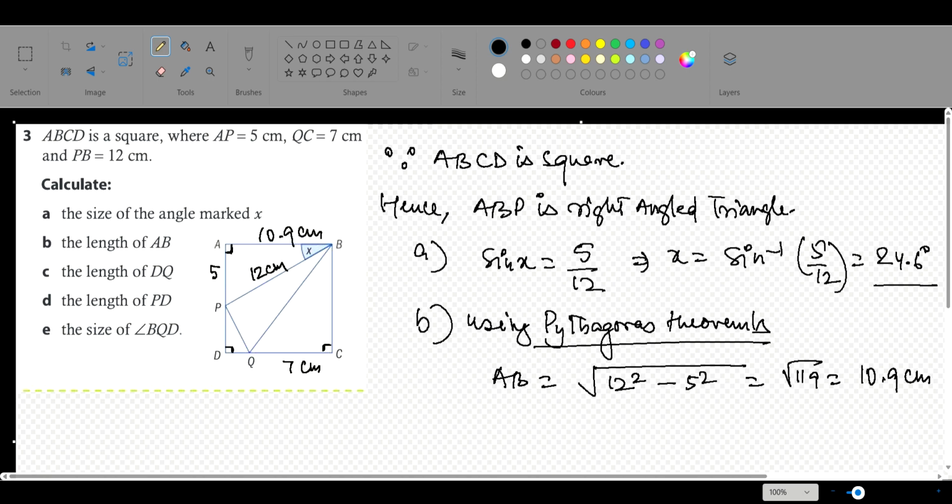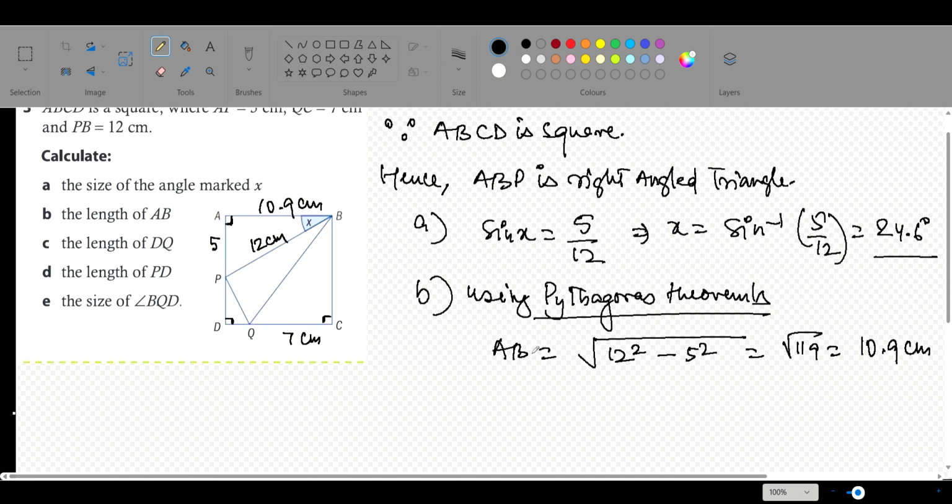Are you getting this? Find the length of DQ. DQ is here, and since we know that AB is 10.9 centimeter, it means that AB is equal to BC, which is equal to CD, which is equal to AD, right? And all will now become 10.9 centimeter, since ABCD is a square, and in a square all sides are equal.